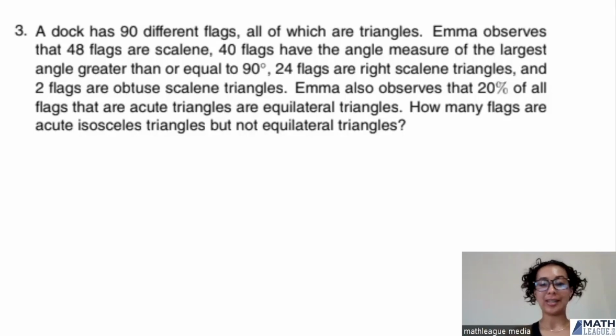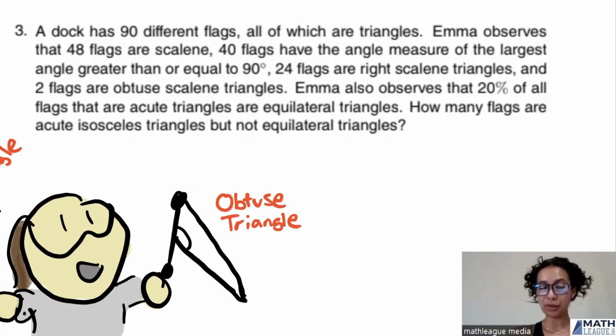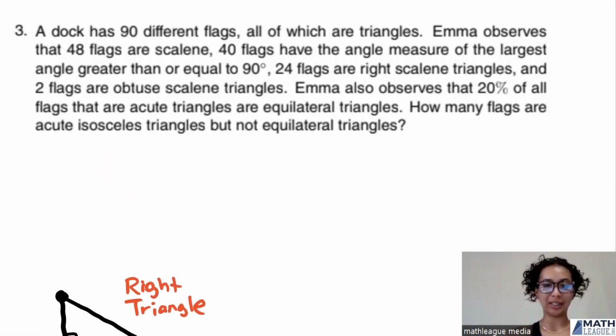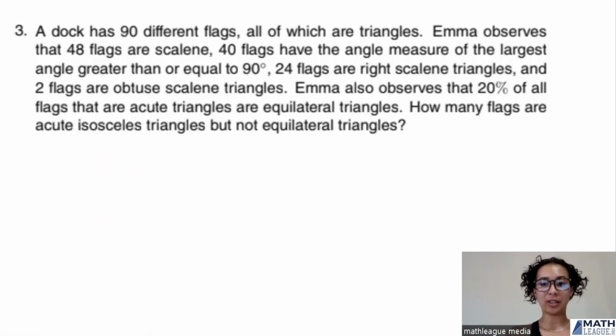So let's go ahead and start by reading the problem. It's a big one. So we know that a dock has 90 different flags, all of which are triangles, and Emma observes that 48 flags are scalene, 40 flags have the angle measure of the largest angle greater than or equal to 90, so those would be obtuse triangles or right triangles if it is 90 degrees. And 24 flags are right scalene triangles, and 2 flags are obtuse scalene triangles.